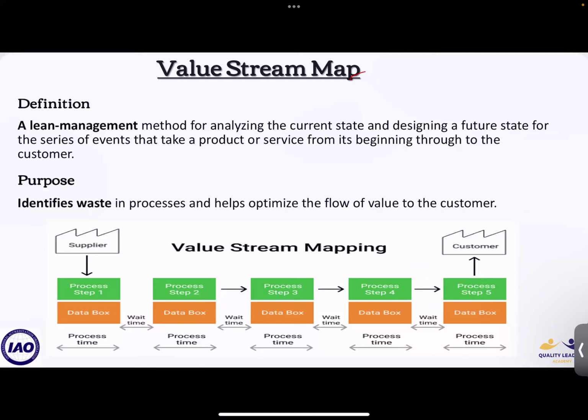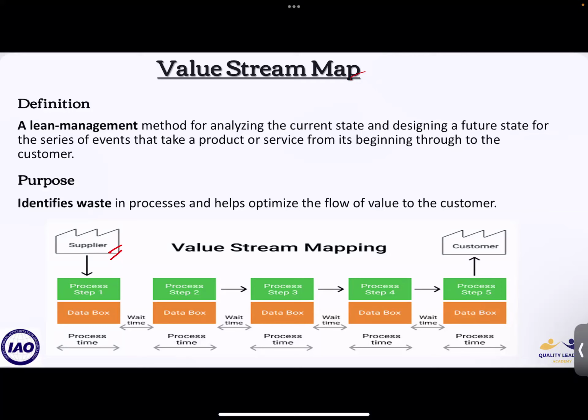On the far left, we have the supplier, the starting point of our process. The work then moves through a series of process steps, like step one, step two, and so on. For each step, we have two key measures, the process time and the wait time. The process time is the time it takes to complete the step, while the wait time is the time that work sits idle before moving forward.